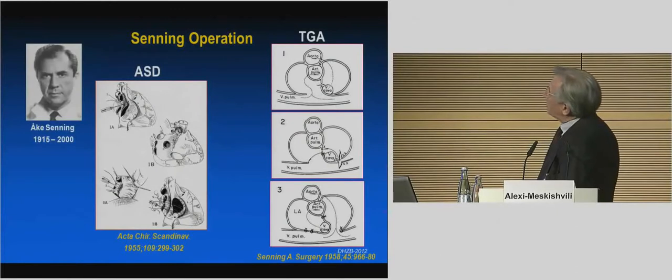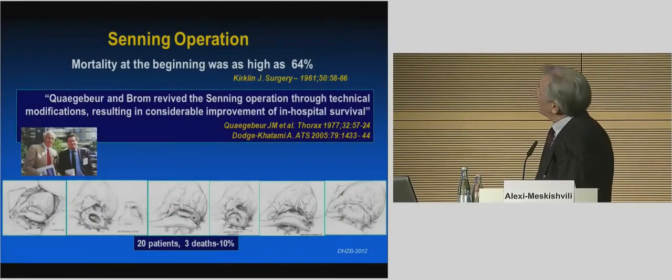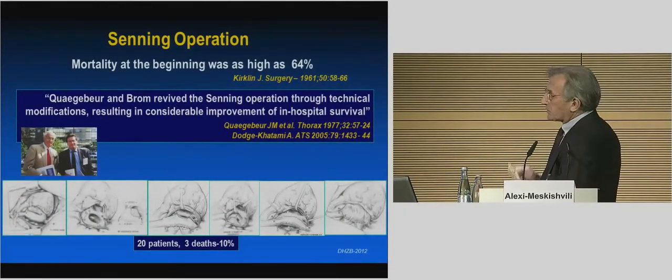The next step was the so-called Senning operation. Senning worked very intensively on closed methods to close the ASD at that time, and maybe that helped him to develop his ingenious Senning operation, the atrial switch operation. But the problem with the Senning operation was that initially the mortality was very high. It was almost 64%.